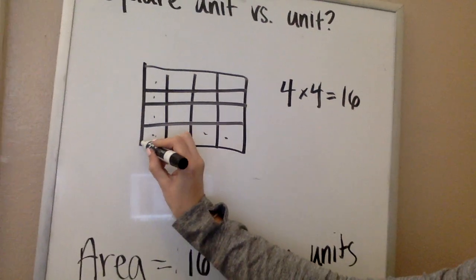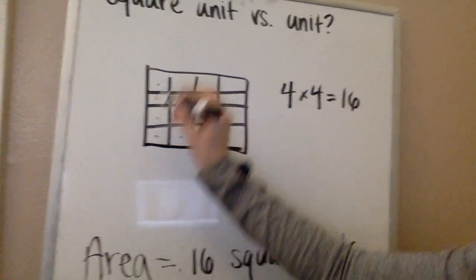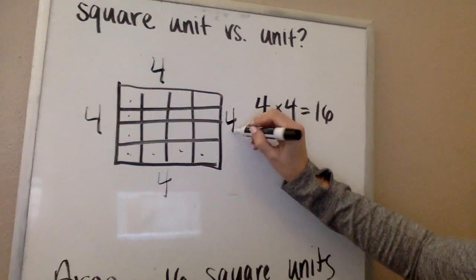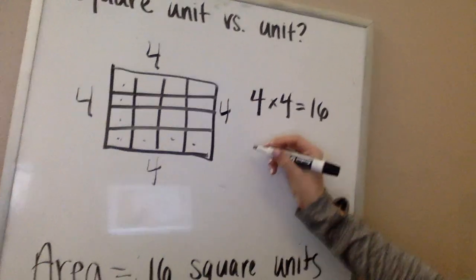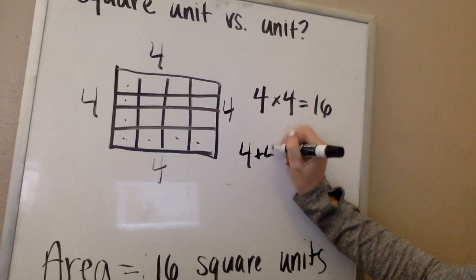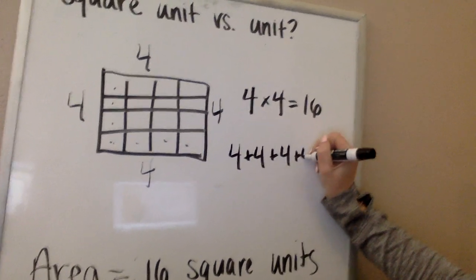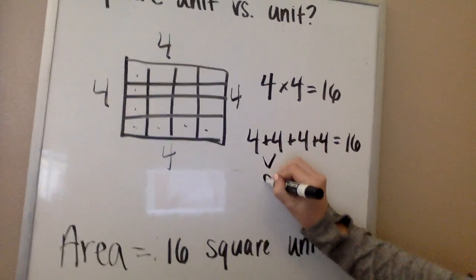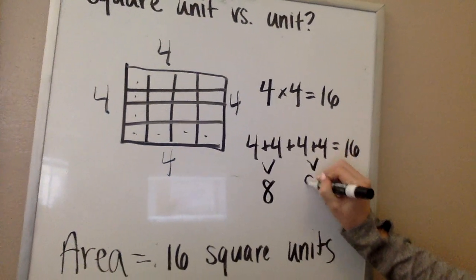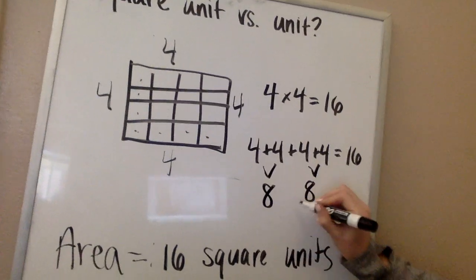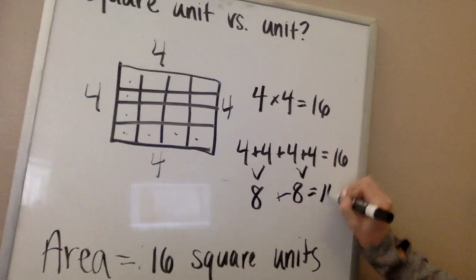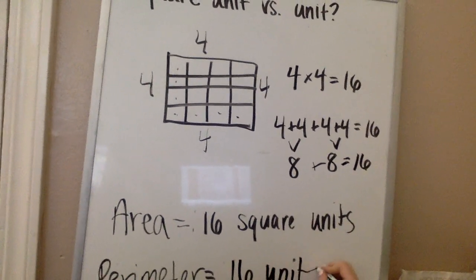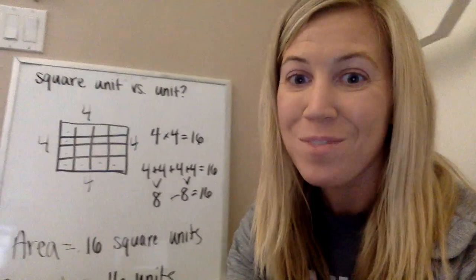The outside will also have 4 on each side because there's 4 boxes. So all I have to do again for that is add those up. 4 plus 4 plus 4 plus 4, which also equals 16. But if you need to simplify it a little bit, that's okay. 4 plus 4 is 8, plus 8 equals 16. So our perimeter is 16 units. Hope that helps.